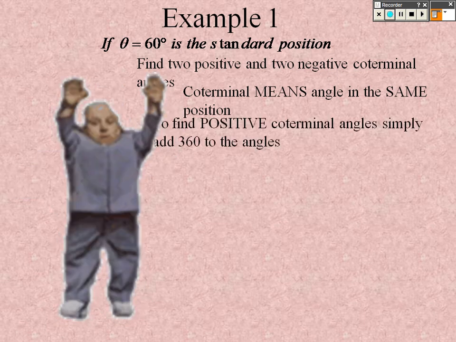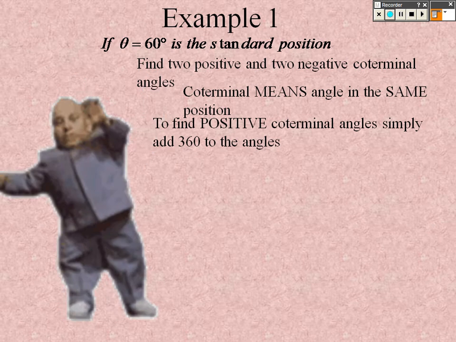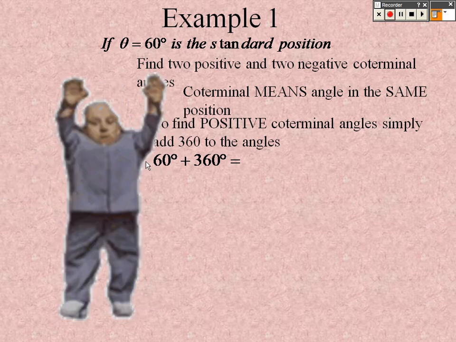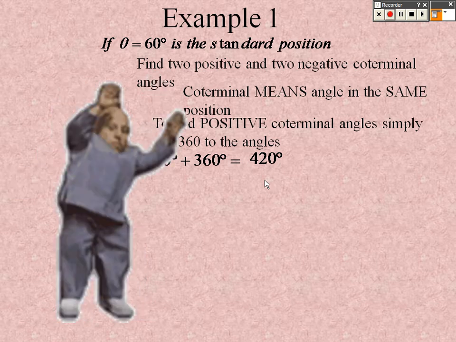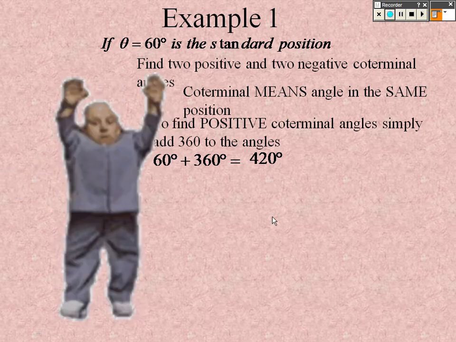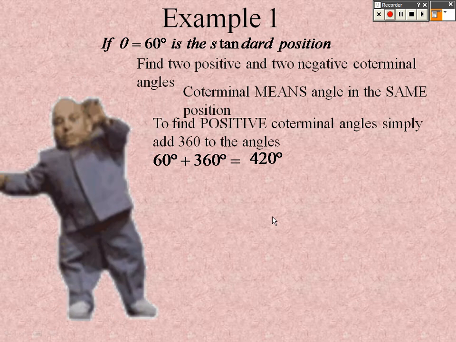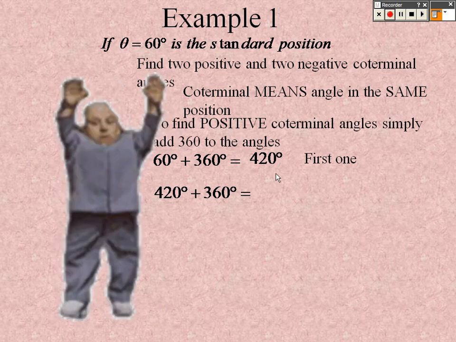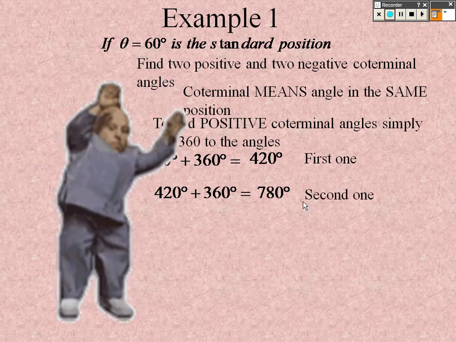So to find positive coterminal angles, all you're going to do is very simply add 360 to the angle. That's it. So my original angle is 60 plus 360. I add them together. My first coterminal angle would be 420 degrees. So how do I find another positive coterminal angle? I take that 420 and I add another 360 to it. So we're going around the circle again. And when you add that there, you end up getting 780 degrees. So those are your two positive coterminal angles.